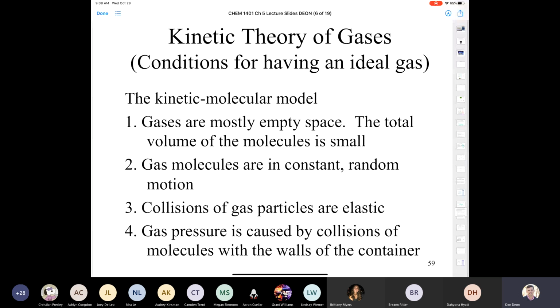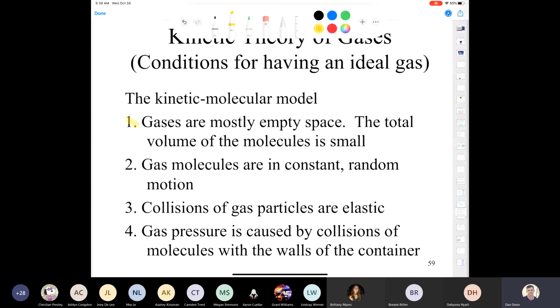The total volume of the molecules is small. I think that that's intuitive for most students. You know, if you take something like, I don't know, an aerosol or a perfume that's in the gaseous phase, when you spray it, the droplets vaporize into a gas. Well, you know that you take something with a really small volume, but it takes up a lot of space, right?